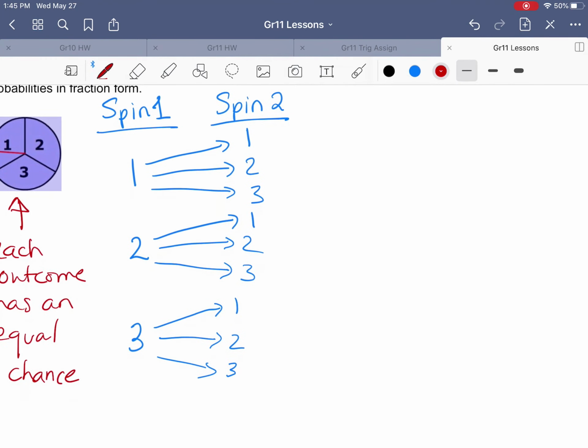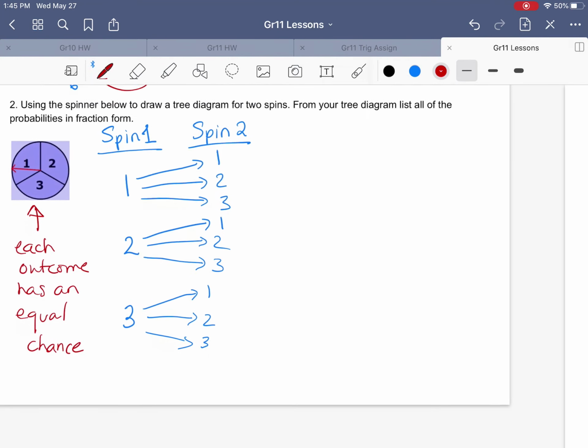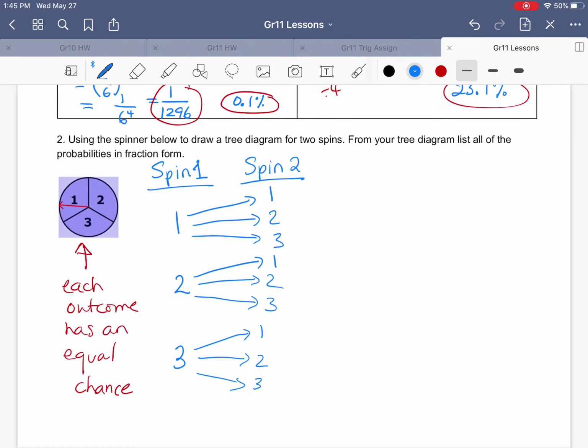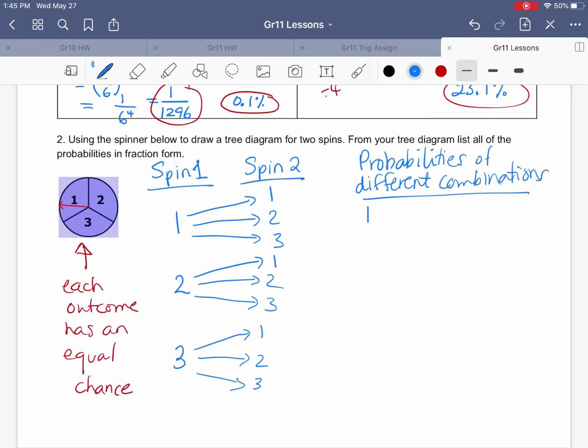Okay, so now that we've done our spins, we're going to look at the probabilities of the different combinations. And there's a couple different ways to think about this. So, probabilities of different combinations. The first possibility is that we get a 1 the first time and a 1 the second time. So a 1 and a 1.